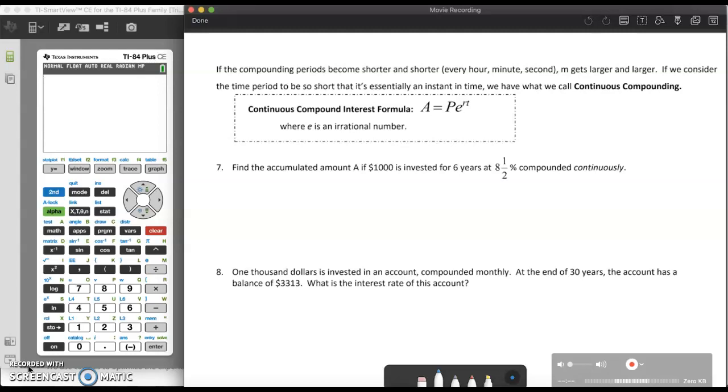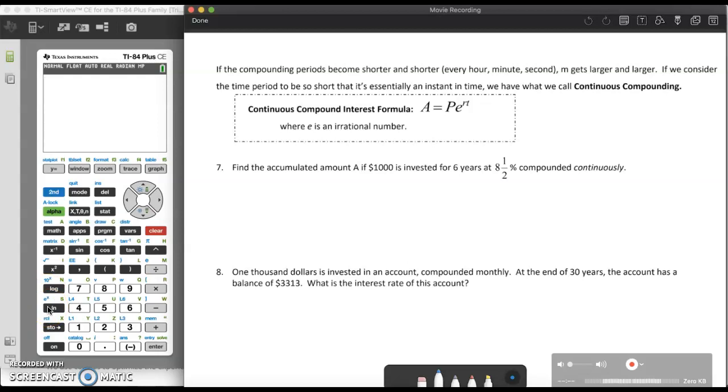If you consider the time period to be so short that it's essentially an instant in time, then you have what you call continuous compounding. And this is a thing. So if it's literally thought to be compounding instantly, then it would be continuous. So we have a continuous compound interest formula, which is A equals P e to the RT power, where e is the irrational number. So there is an e button on your calculator. If you look down here, there's an e to the x. It's under the second command, but that's what you'll use for this.